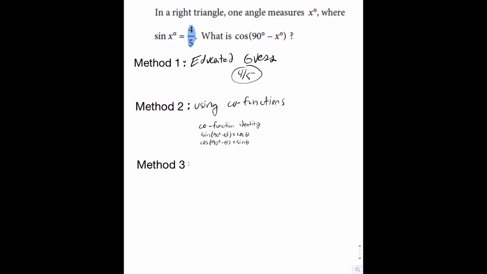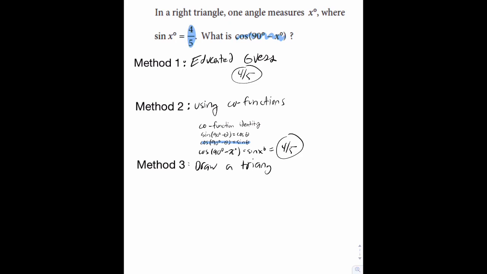So notice how it conveniently fits right here. Cosine of 90 minus theta, which is what we have here, that is sine of theta. So notice how we can just translate that directly. Cosine of 90 minus x, that is sine of x, which is 4/5. That's your answer.